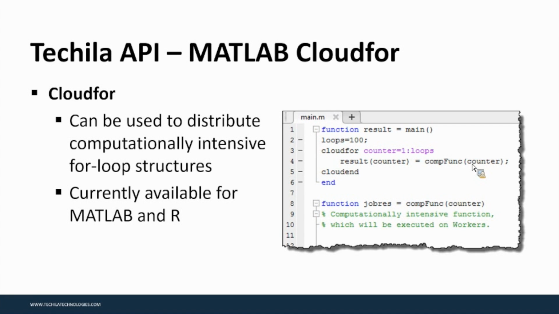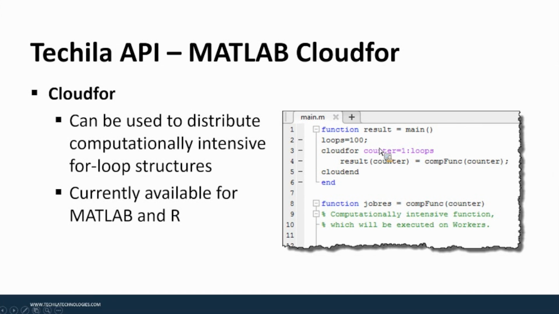And of course, you want to focus on the computationally intensive for loop structures due to the overheads that are always present when you're doing distributed computing. So if you use cloudfor in a very computationally trivial loop, the performance will most likely be worse than it would be when executed locally. But in this case, I'll just go through what this would do.